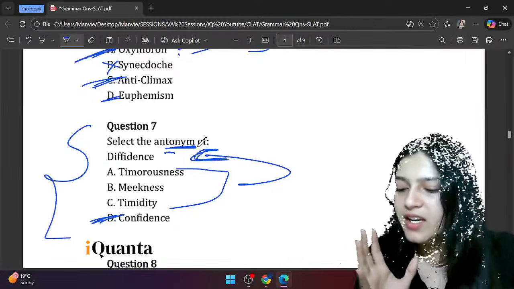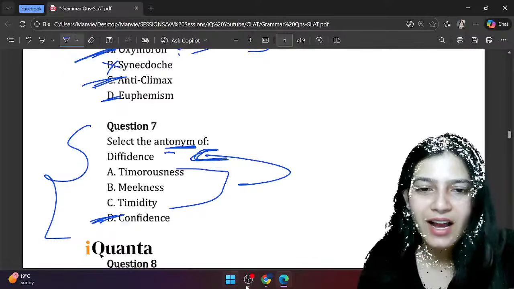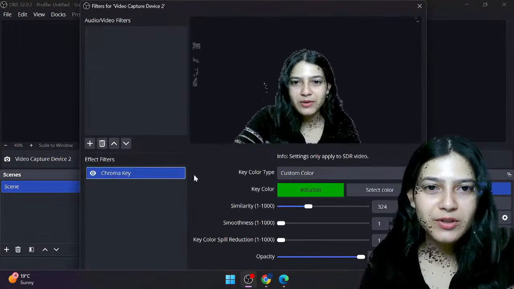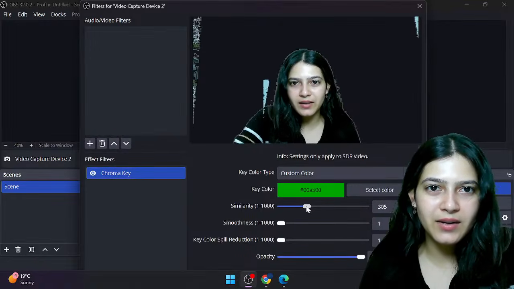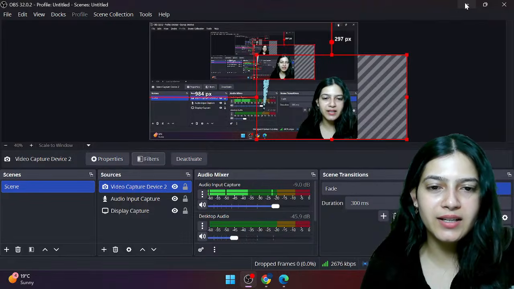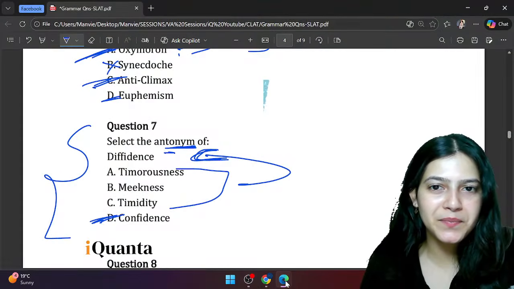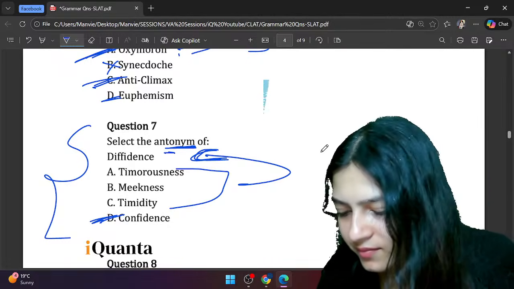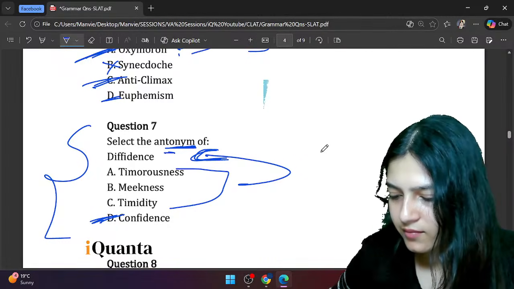There is something in my settings as well. I need to fix it. Something is wrong. Give me one second, okay? Okay, I think now it's going to be fine.